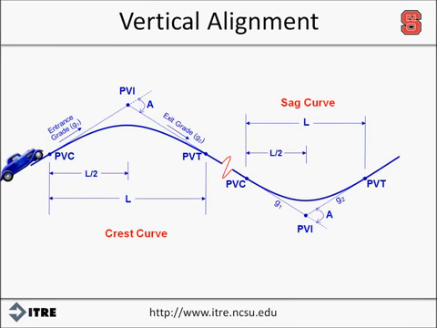There are two general types of curves, a crest curve that has a concave down shape and a sag curve which has a concave up shape. For a symmetric parabolic curve, the length of the curve is evenly divided on each side of the PVI. In other words, the distance from the PVC to the PVI is half of the length of the curve, and the distance from the PVI to the PVT is also half of the length of the curve. The term A represents the algebraic difference in grades of G1 and G2.